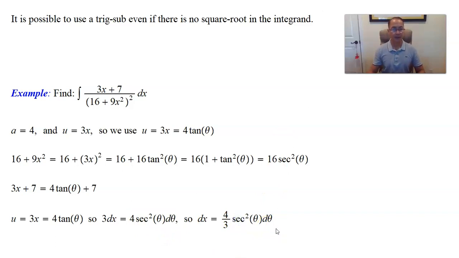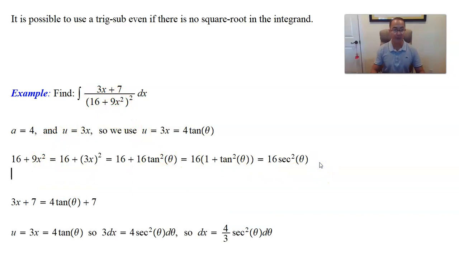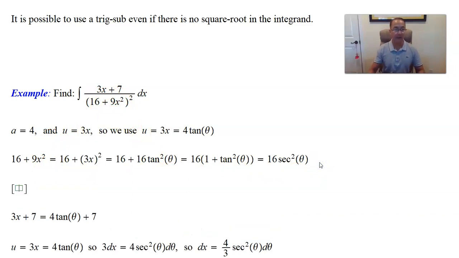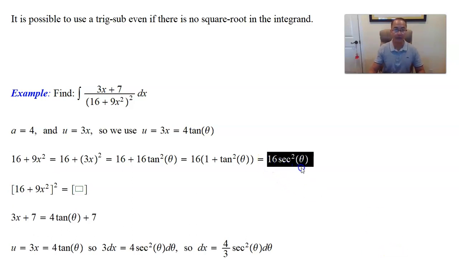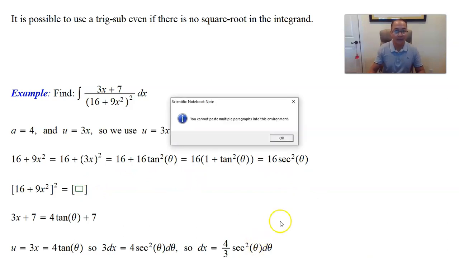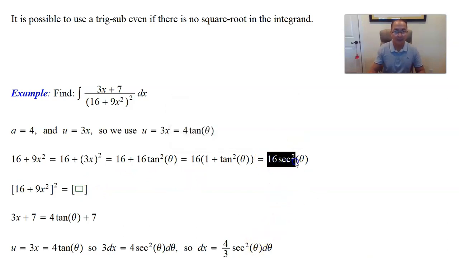Okay. So you know what? We need a square in the denominator, so let's go ahead and also get the square. Square the whole thing. So this is 16 secant squared, squared. Oops, sorry. Don't get mad at me, Maple. 16 squared is 256. And secant squared squared is secant to the power 4.